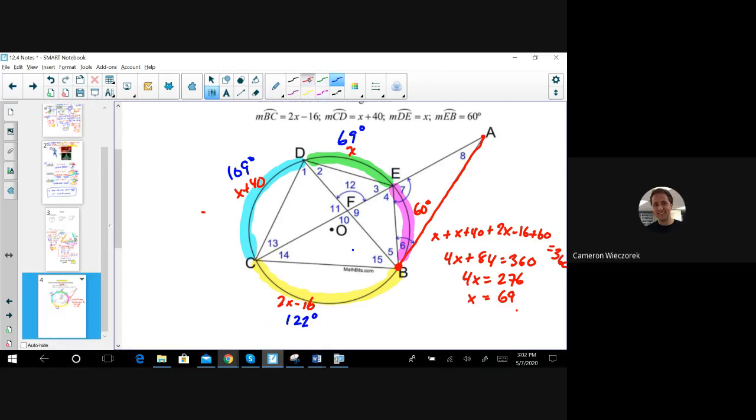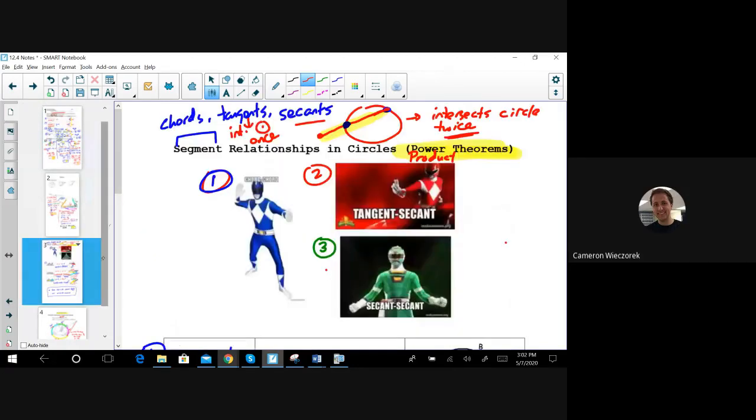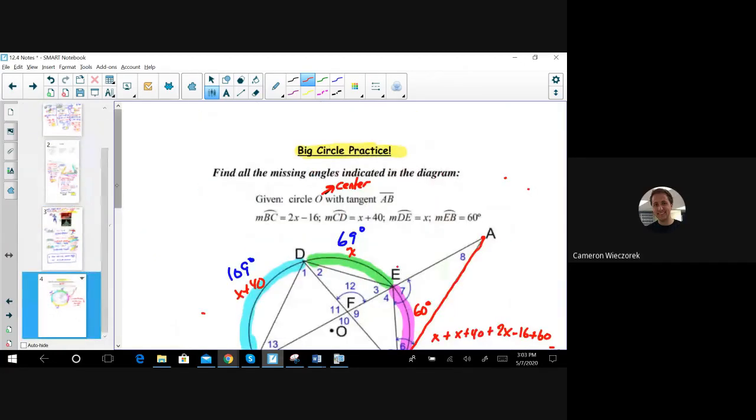So the first one I'm going to focus my eyes on is angle 1, and I'm going to ignore the rest of the picture I don't care about. This is angles and arcs. We don't care about the power theorems. We care about the box from the front. What's the location of the vertex? So I look at angle 1 and I notice that the vertex is on the circle.